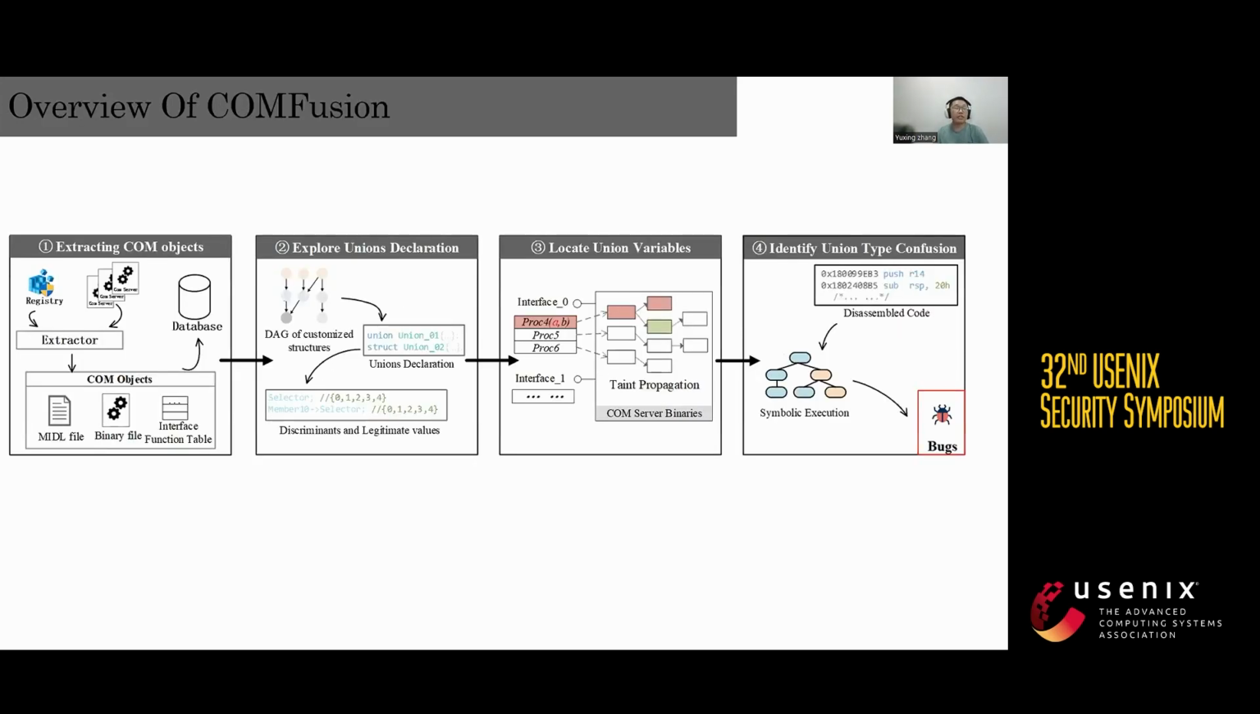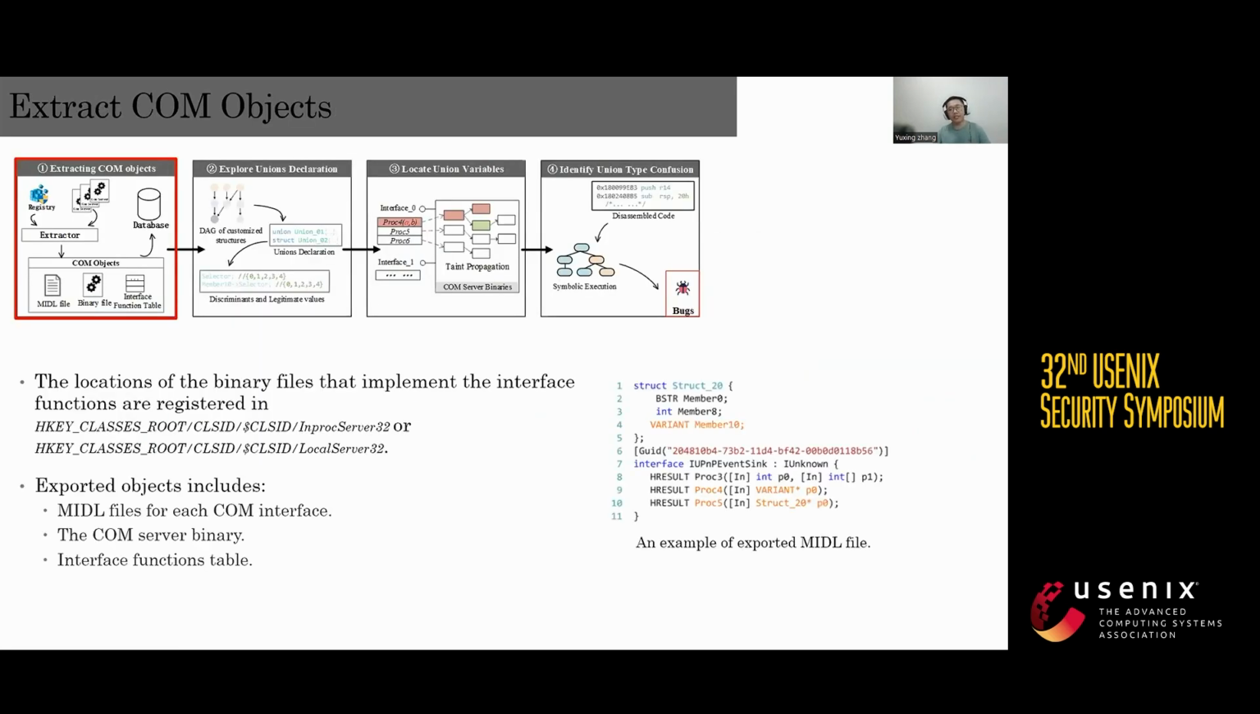Now let's move on to the detail of our framework, ConfusionHunter. It contains 4 main steps, which I will outline next. The first step involves the extraction of COM objects. During this phase, we aim to export 3 crucial elements.